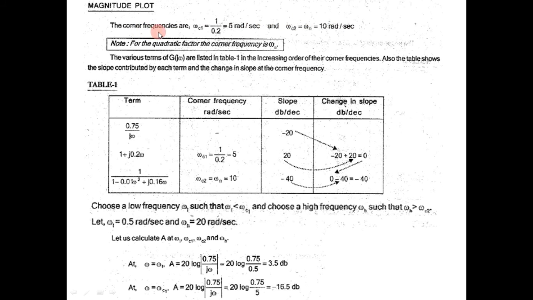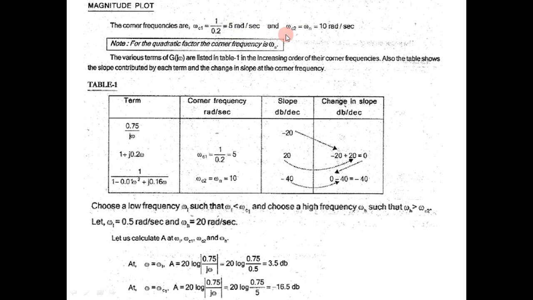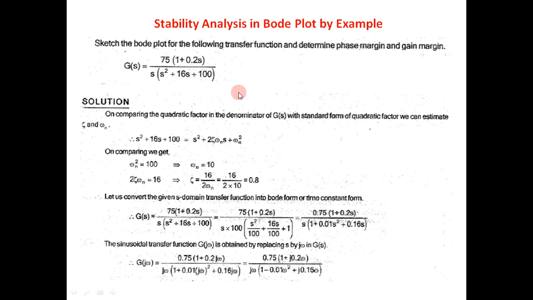So the corner frequencies are omega c1 is equal to 1 by 0.2. What is this 0.2 here? We got this 0.2 from this term, that is, the first order term in the numerator. So that is 5 radians per second, and omega c2, which is omega n, is 10 radians per second. We got this one from this complex term, the second order term in the denominator. So here I'm showing it, and next one.